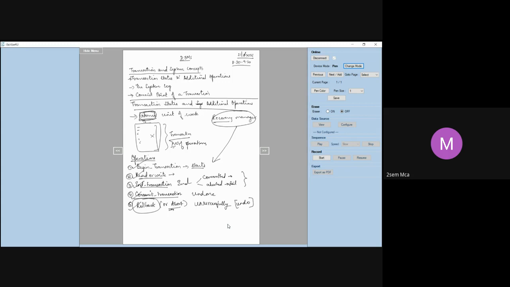Any questions, doubts up to this point? Ma'am, can you explain commit transaction once again?